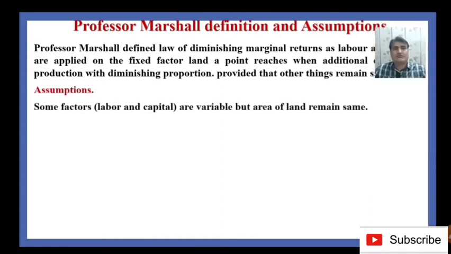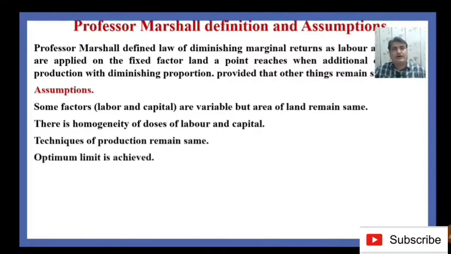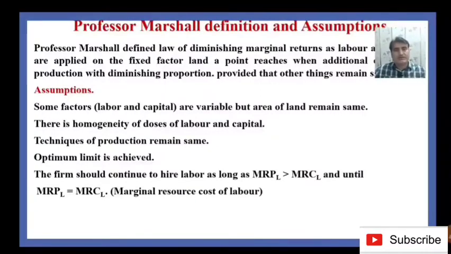The assumptions on the basis of which this law functions are that some factors, labor and capital, are variable but the area of the land remains the same. There is homogeneity of the doses of labor and capital. The technique of production remains the same and the optimum limit is achieved. So what is the meaning of optimum limit? It means that the firm should continue to hire labor as long as the marginal revenue product of labor is greater than the marginal resource cost of labor, and until the marginal revenue product of labor is equal to the marginal resource cost of labor.